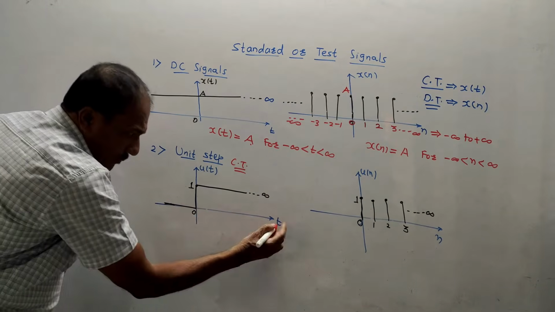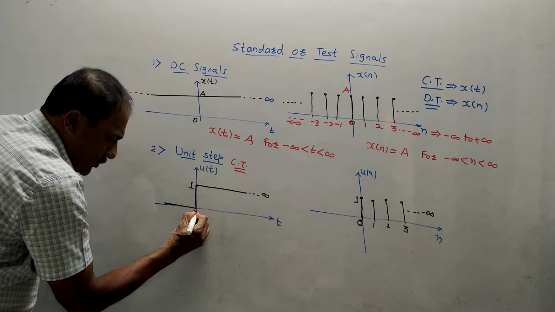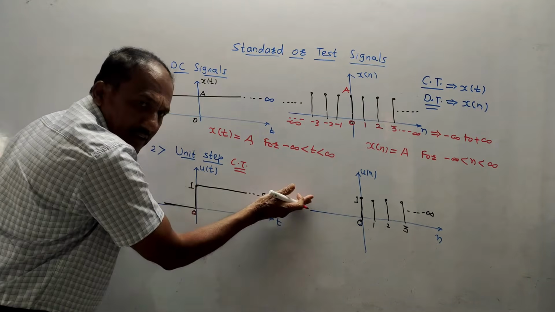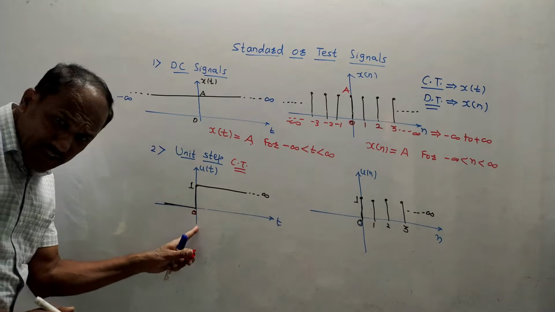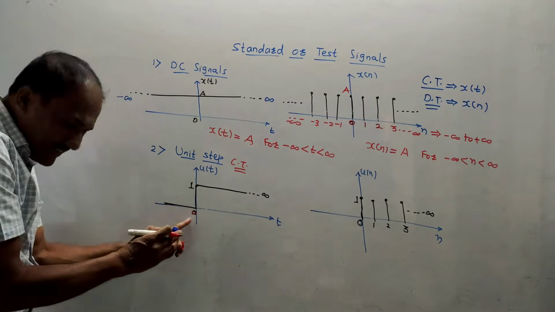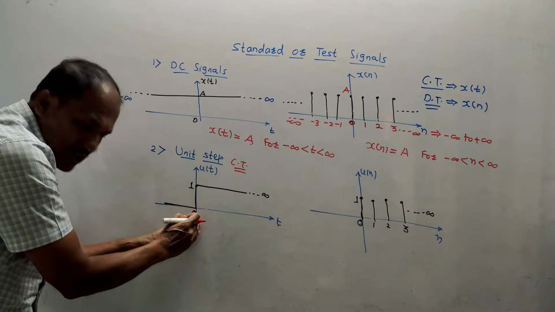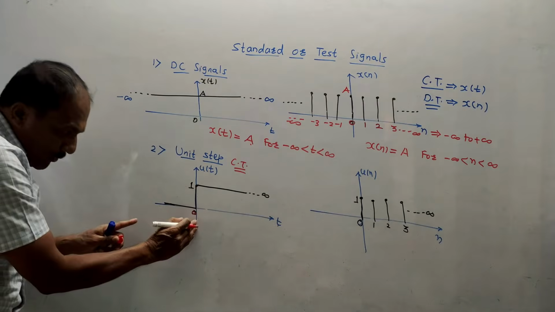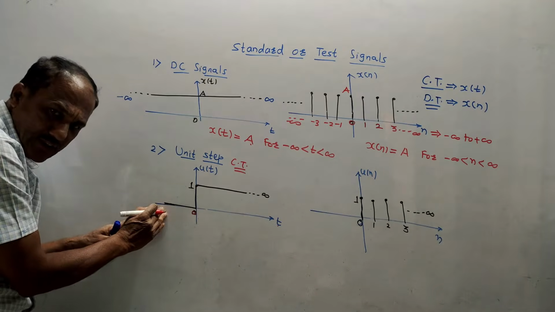On this axis we are plotting t. At t equals 0, amplitude becomes 1 and it remains 1 till infinity. Before t equals 0, amplitude of the signal is 0, because the signal is present from t equals 0 and onwards till t equals infinity. So before t equals 0, amplitude of the signal is 0.